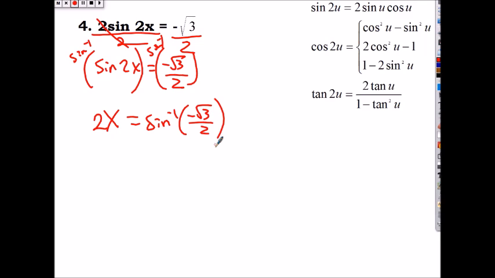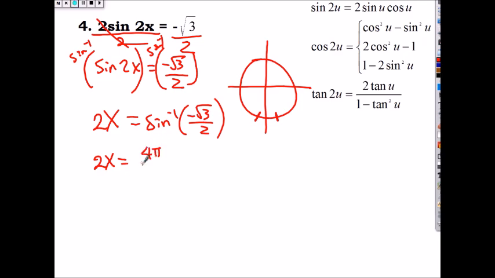So your 2x becomes the angles or radians when sine is root 3 over 2. So sine is y. It's a bigger value than 1 over 2's, right? Negative 1 over 2. So here I have 4 pi over 3. Here's 5 pi over 3. But again, it's 2x. So you have to find the value up to 4 pi instead of 2 pi.